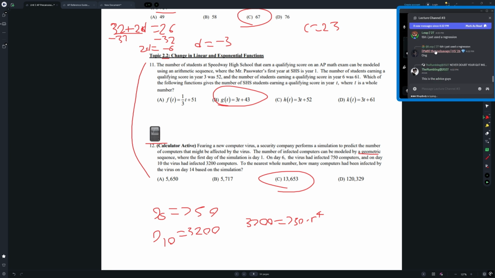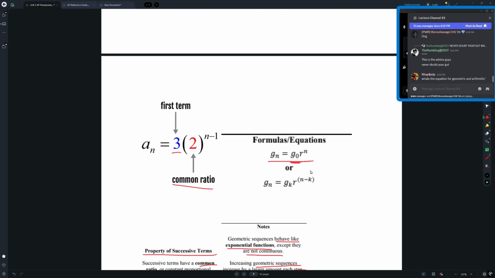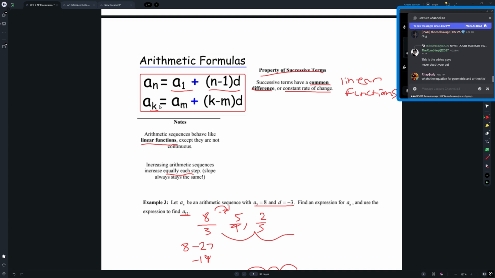You could use a regression, but this is similar to a non-calc question. You could do this without a calculator if it was smaller numbers. The equations for geometric and arithmetic are these. This is geometric, and this is arithmetic.